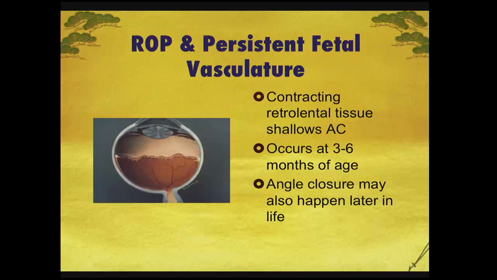Patients with retinopathy of prematurity can develop a secondary angle closure. Basically, retrolental tissue contracts, and that shallows the anterior chamber and allows synechia to form. This typically occurs around 3 to 6 months of age, although it can also happen later.